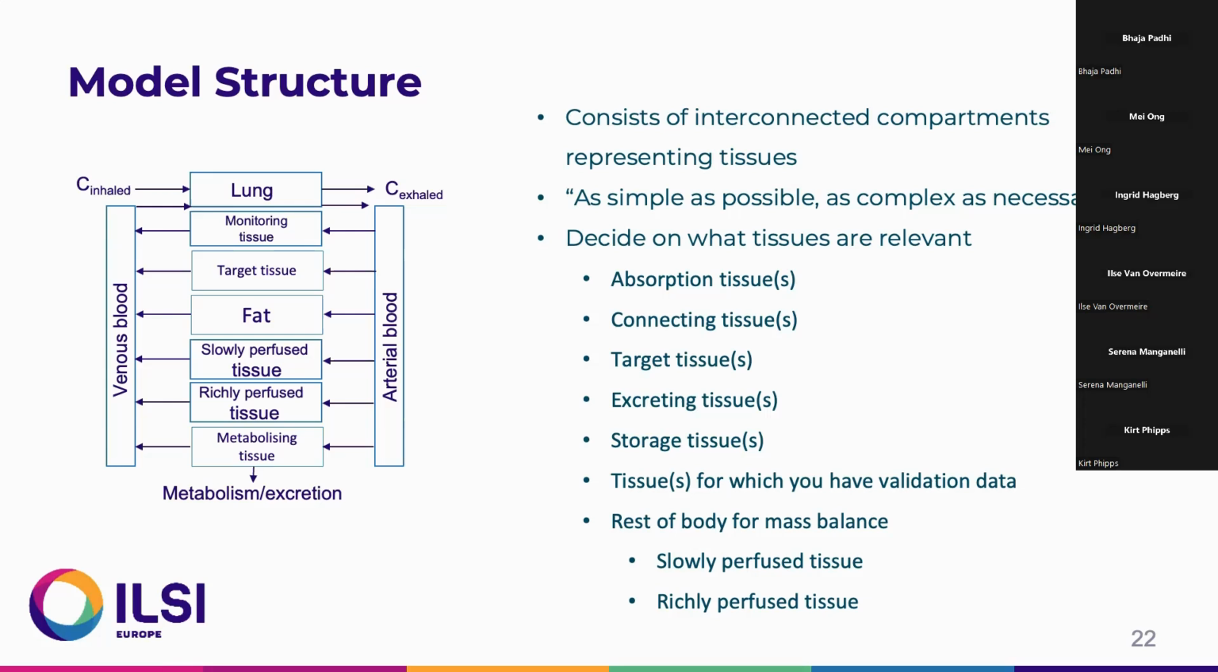And everything else is lumped together in a rest of body tissue. So every other tissue you're not interested in, you would lump into this massive rest of body tissue. Usually we do distinguish between two rest of body compartments: the slowly perfused tissues. So think of muscle here. The accumulation of a compound in these tissues is quite slow, just because the blood flow rates to these tissues are slow. And the richly perfused tissues. So these are tissues like your heart and many of the organs, etc. They're very richly perfused. And so that's your model structure for you.